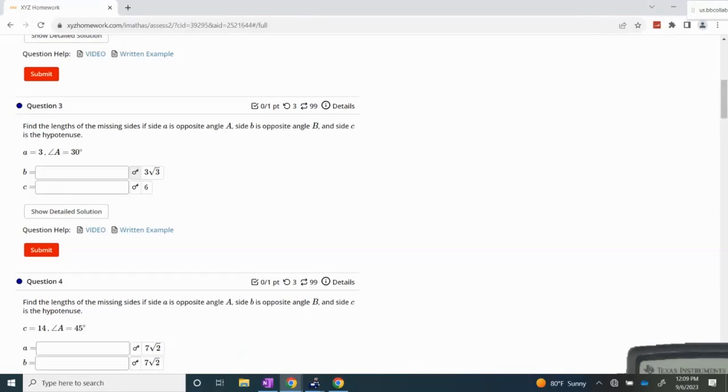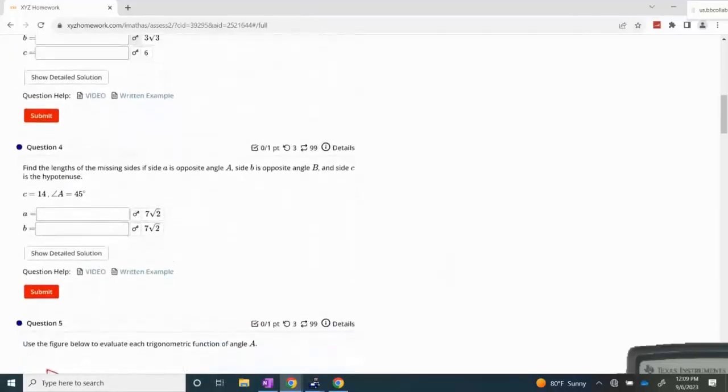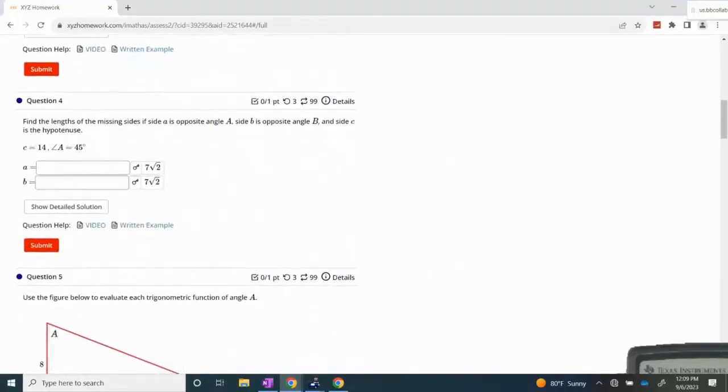So any questions about number 3? In the questions, if they ask you to write your answer as a decimal, you can use a calculator, but if they don't say anything about a decimal, you have to use the exact value, using that unit circle function of values.